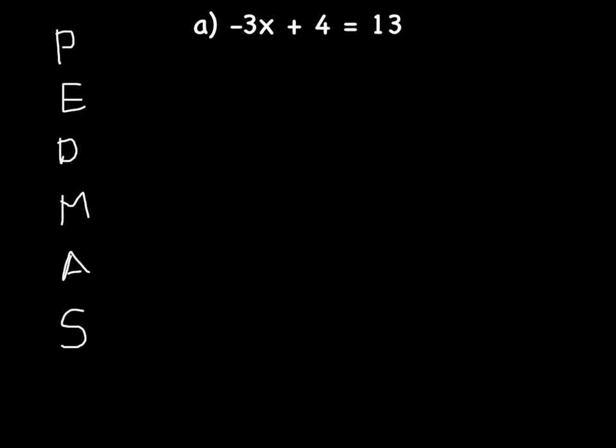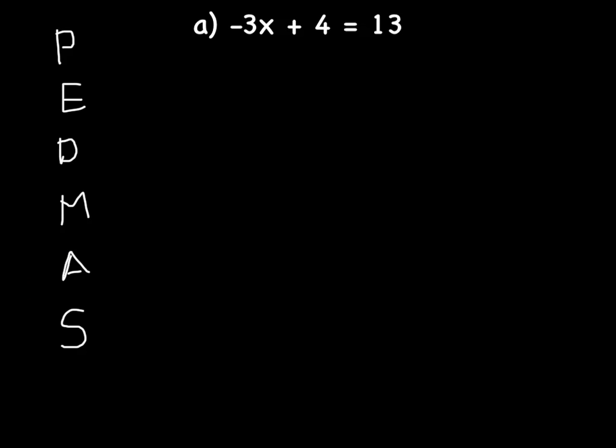When you're solving an equation, the first thing you're going to ask yourself is, are there any like terms that can be combined? In this equation, there are no like terms that can be combined. Negative 3x cannot combine with 4, and on the right-hand side of the equation, 13 is the only term. So when we're using PEDMAS to solve an equation, we really are using it in reverse. We have to take a look at adding and subtracting first in an equation.